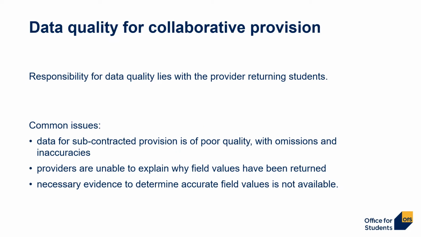We often find significant issues with data quality where provision is contracted out. In particular, we find that providers are unable to explain why field values have been returned in some cases, or are unable to provide evidence that is needed to determine accurate field values. Responsibility for data quality lies with the provider returning students in the same way as if the students were taught by the provider. This means that if you are subcontracting out provision, we would expect that the processes are in place to ensure that data is accurate.